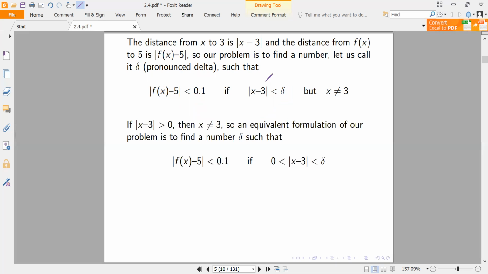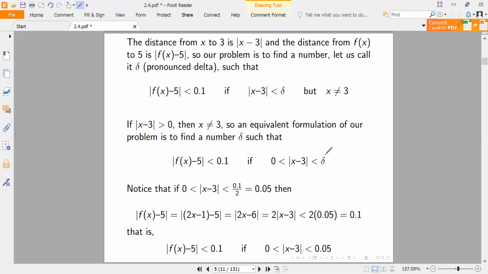Let's break it down. Remember that we said we want the distance to be positive. Absolute value is positive. So for the fact that we say the distance is positive, it means there exists some distance. So definitely x cannot be 3, because if x was 3, then we'd have 3 minus 3, which is equal to 0. But here we're saying that the distance from x to 3 is strictly greater than 0. So basically we can break it down to this line here. We want the distance from f of x and 5 to be less than 0.1 if we have some positive distance from x to 3 that is less than delta. So in other words, this delta is a positive number. I hope that part is clear.